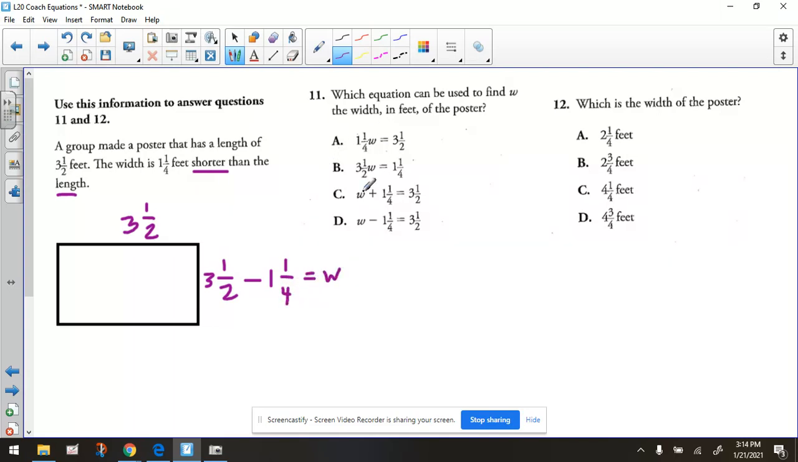Now look at number 11. It says which equation can be used to find W, the width, in feet of the poster. Now it might be a good idea to go ahead and figure out what the actual number would be, because they do want that anyway. And that might help you also to recognize which of these in the lineup of number 11 might be right. So let's set this up in an up and down formation, because we do need a common denominator.